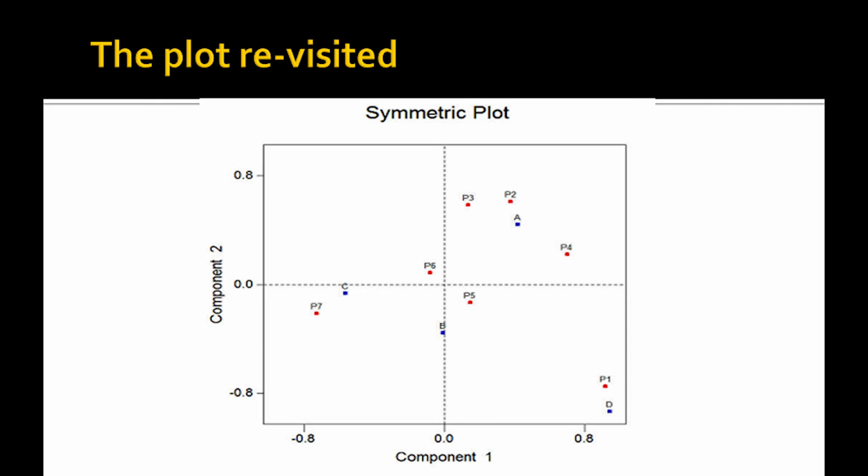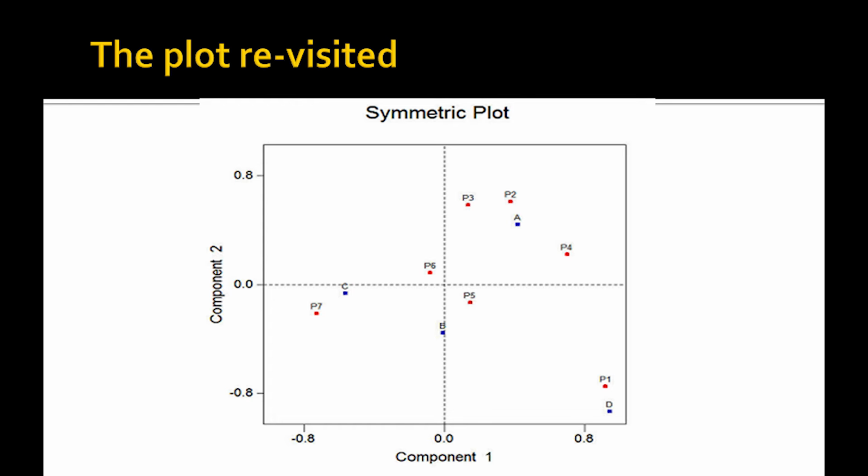Firstly, if you just ignore the blue dots here. Remember, the red dots are the potteries. You can see that P2 and P3 are close together. So we can say that the profiles of the potteries P2 and P3 are similar, whereas the profiles for potteries 1 and 7 are vastly different. They lie very far away from each other. So this is one thing we can say.